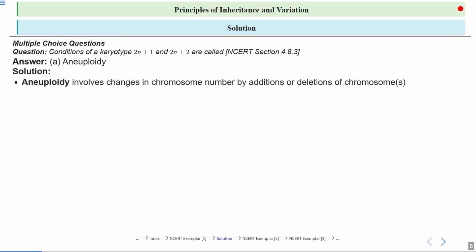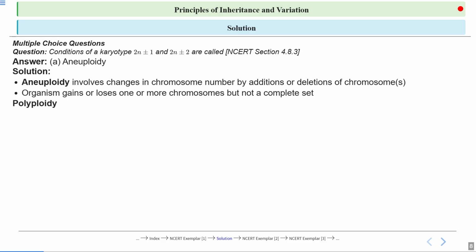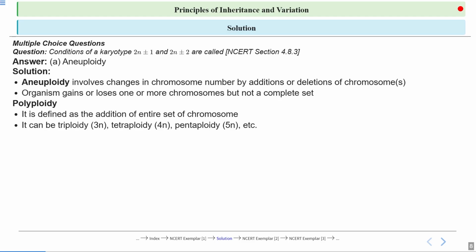So what is aneuploidy? Aneuploidy is a gain or loss of chromosomes. An organism can gain or lose one or more chromosomes, but not the complete set of chromosomes. They only lose one or two chromosomes, or they gain one or two chromosomes. What is polyploidy? Polyploidy is the gain of an entire set of chromosomes. So if the cell was n, it will become 2n. It can be triploidy, meaning 3 sets of chromosomes, tetraploidy, 4 sets, or pentaploidy, which means 5 sets of chromosomes.